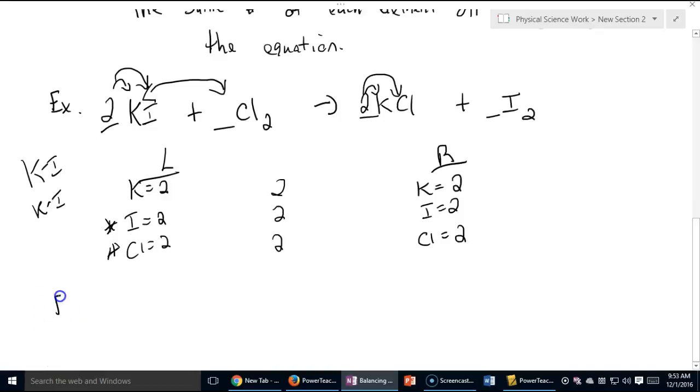Okay, let's do another one. Let's do one more. So this one's going to be a little trickier. It's going to be a little bigger, but we can do it. So let's do, for example, one that deals with polyatomics.